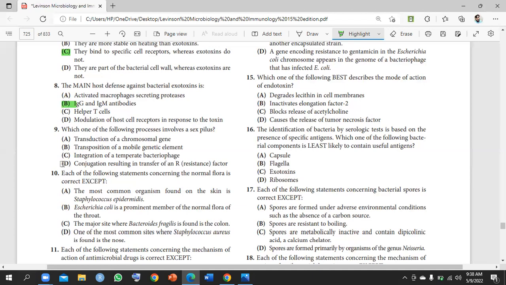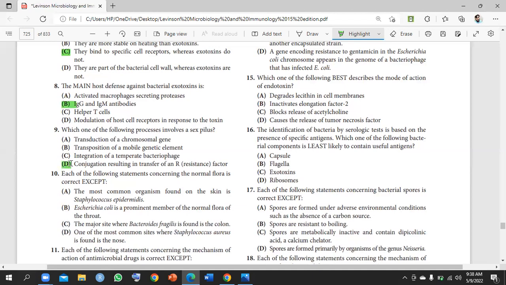The last is conjugation. So basically, conjugation is the process in which a sex pilus is involved. They elongate their pili proteins and they just stick into the other bacterium, and the genes of interest in the form of plasmids are interchanged between the bacteria.